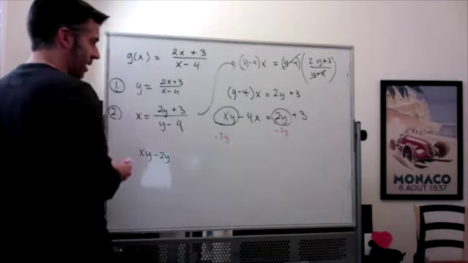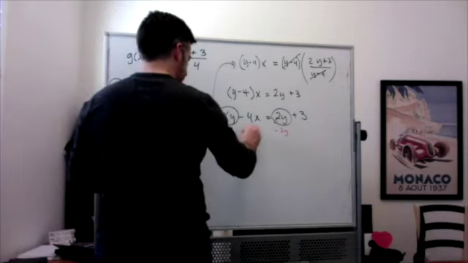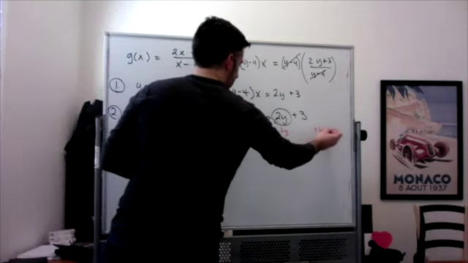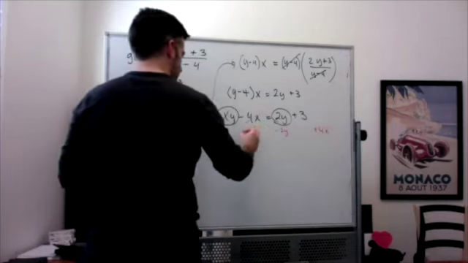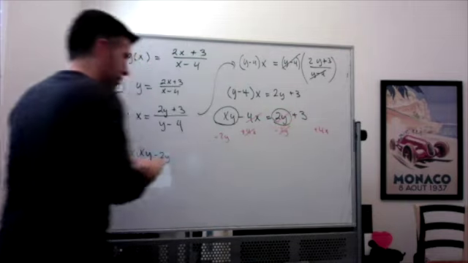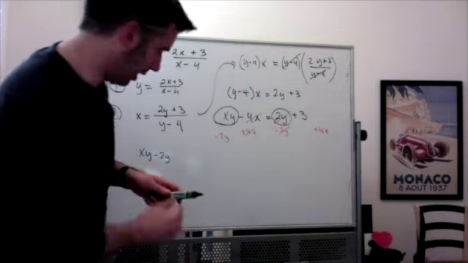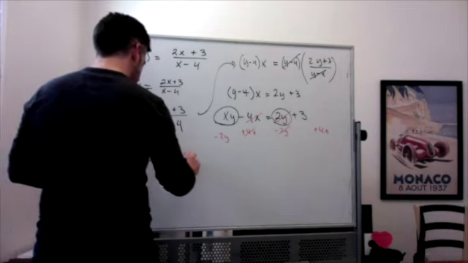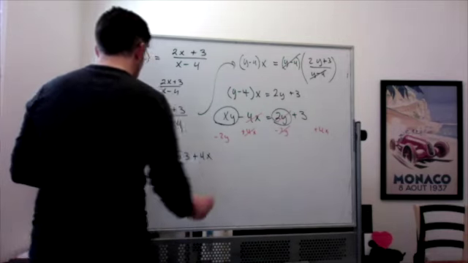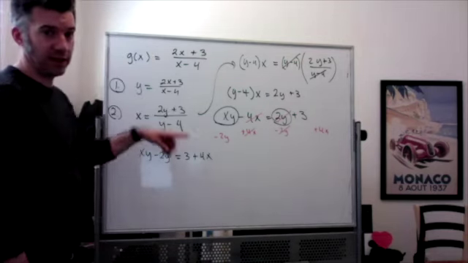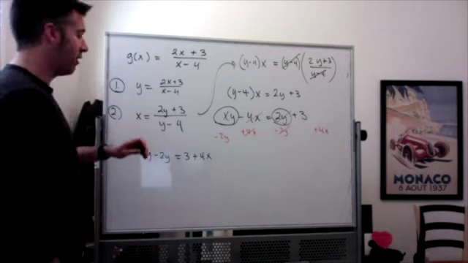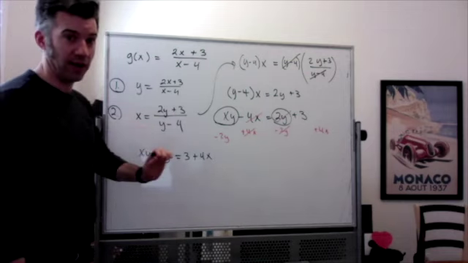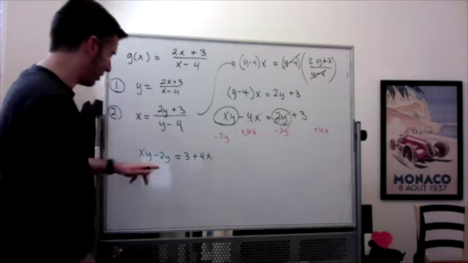On the right-hand side, well, we're going to add 4x to both sides so that these cancel out. So on the right-hand side, we're going to get 3 plus 4x. And now look, all of my y things are on the left, all of my not y things are on the right. Now we're going to factor out a y.